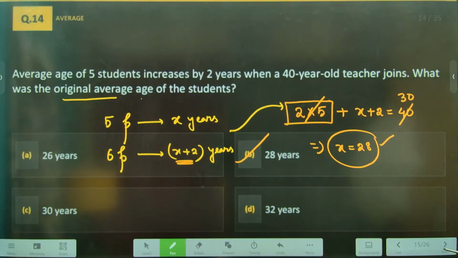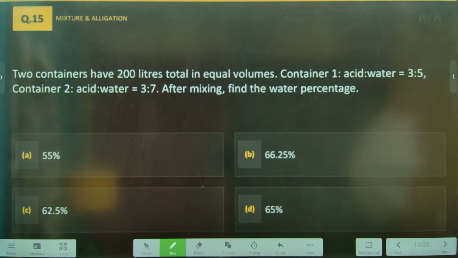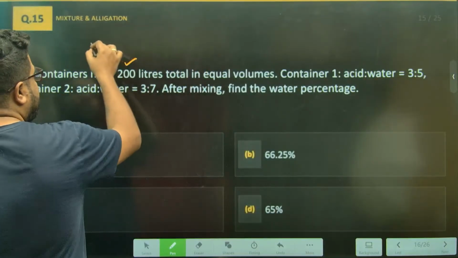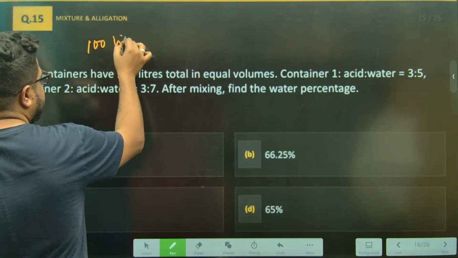Very good question. 2 containers have 200 liters in total in equal volumes. Container 1, acid is to water, given this. After that, sir, it's very simple. So 200 liters total in equal volume meaning 100 liters, 100 liters.